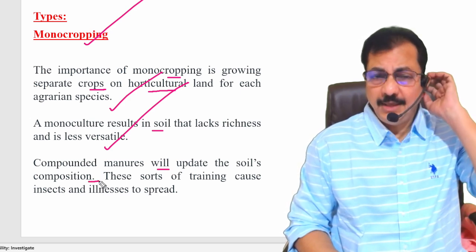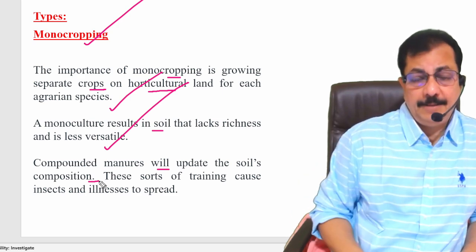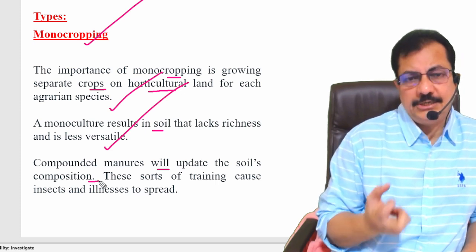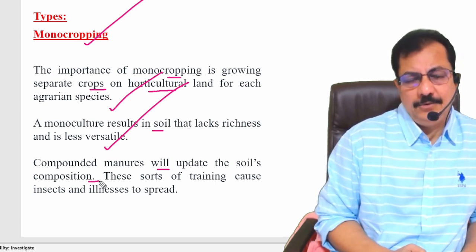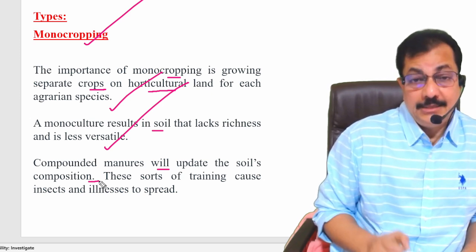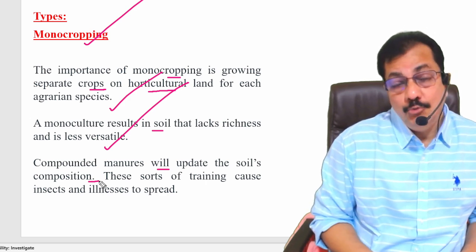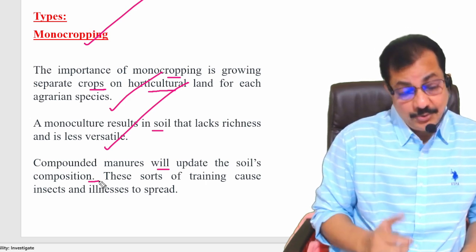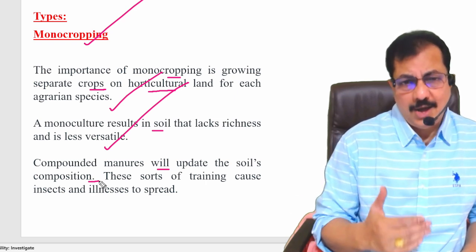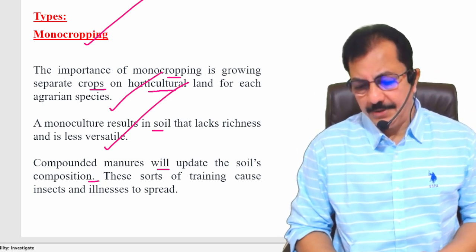Next, compounded manure will update the soil's composition. That is the reason why, if you keep going for the same crop on the same land every time, the fertility of the soil will come down. Whatever nutrients are present in the soil get absorbed and depleted over a period of time. That is the reason why, in order to maintain the health of the soil, manure will be used. Is that okay? Now you are talking more about fertilizers, right? And organic fertilizers. Many things will come up that we'll be discussing over a period of time.